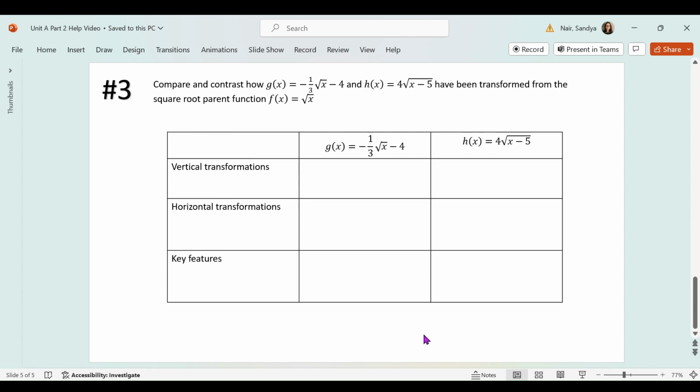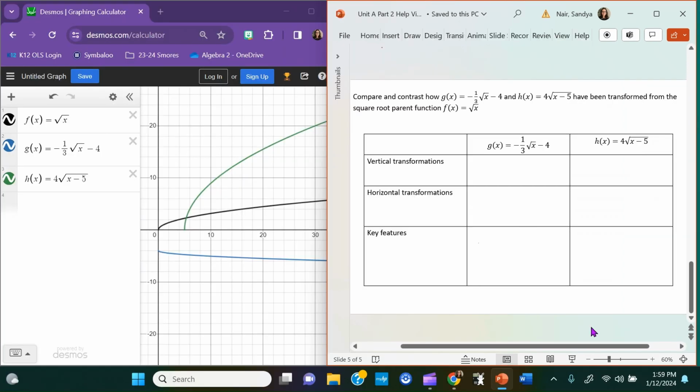So what I'm going to do now is graph these two functions in Desmos, and that's going to be how I fill in this chart, so it gives me an idea of what I'm going to write about. Okay, so now I have these functions graphed, so let's think about how they compare to each other and to the parent function.